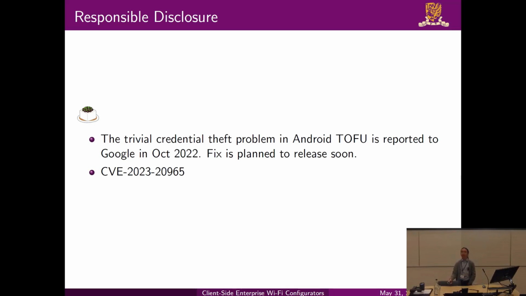Obviously, we have to do responsible disclosure. For the Android TOFU problem, we have reported the trivial credential theft problem, where credentials are sent before the prompt. This was reported to Google, and they acknowledged it and fixed it. The fix is going to be released soon.